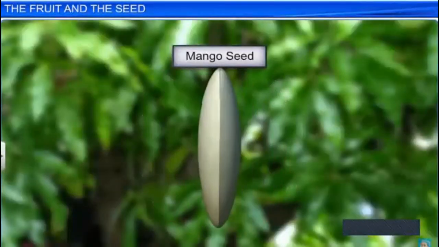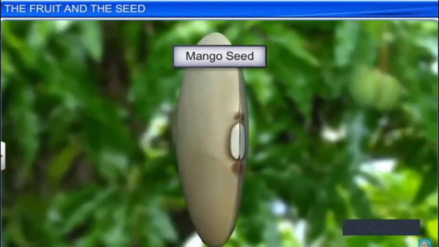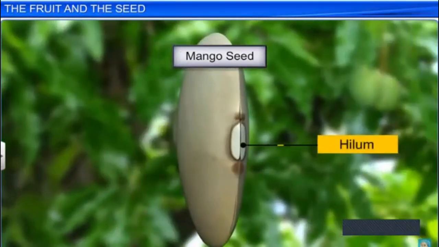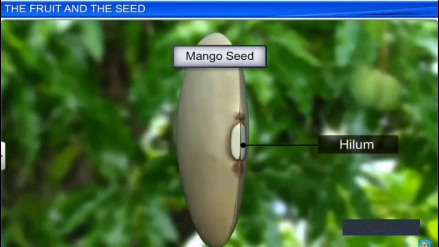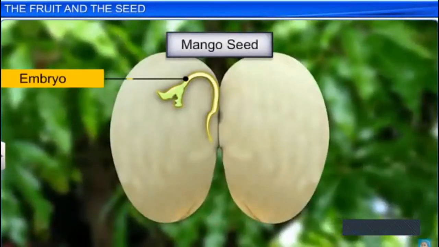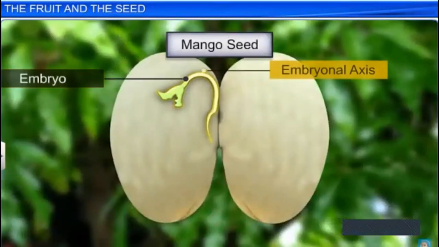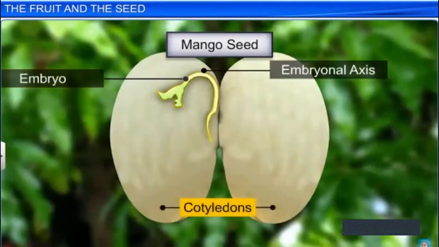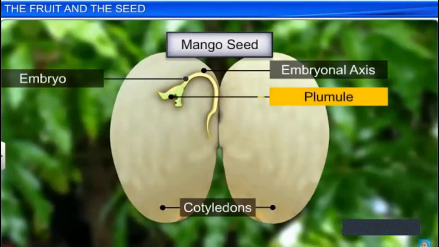The seed coat also has a scar on its surface called the hilum, which helps attach the seed to the fruit. Above the hilum is the micropyle, a small pore in the outer coat of the seed. It is through the micropyle that the pollen tube enters an ovule. Inside the seed coat lies the embryo, which comprises an embryonal axis and two cotyledons. At the two ends of the embryonal axis lie the plumule and the radicle.